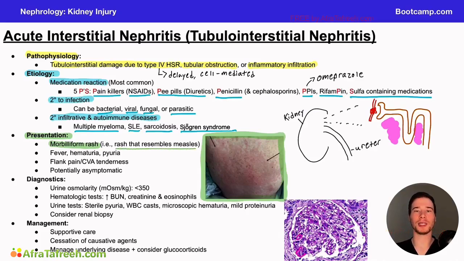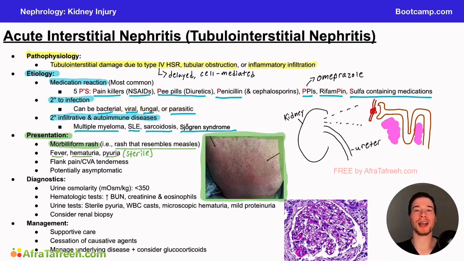on test day. Some other classic presentations that the patient might have include a fever, hematuria, or pyuria. Specifically, sterile pyuria. Sterile pyuria is basically saying that on a urinalysis, patients will have significant amounts of white blood cells or leukocytes.